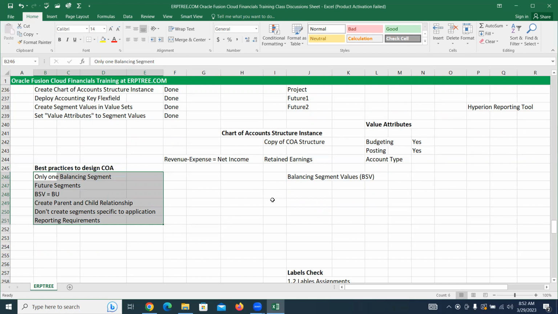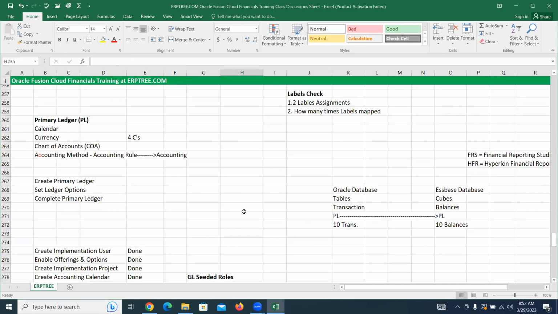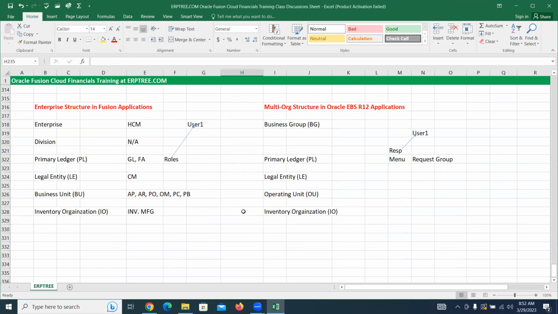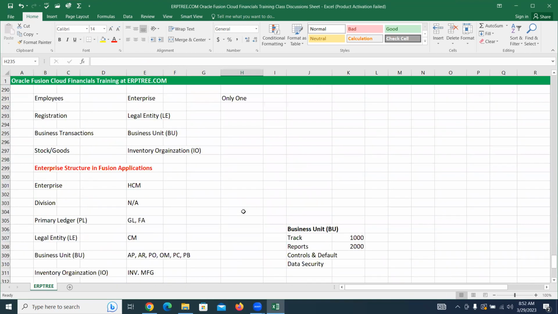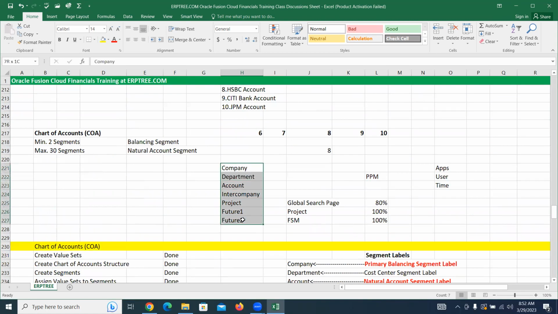Now let's talk about our chart of account segments in a real implementation, and how the naming conventions could be. In real-time implementations, how do we use the naming conventions? Let me copy this set of segments we will discuss.